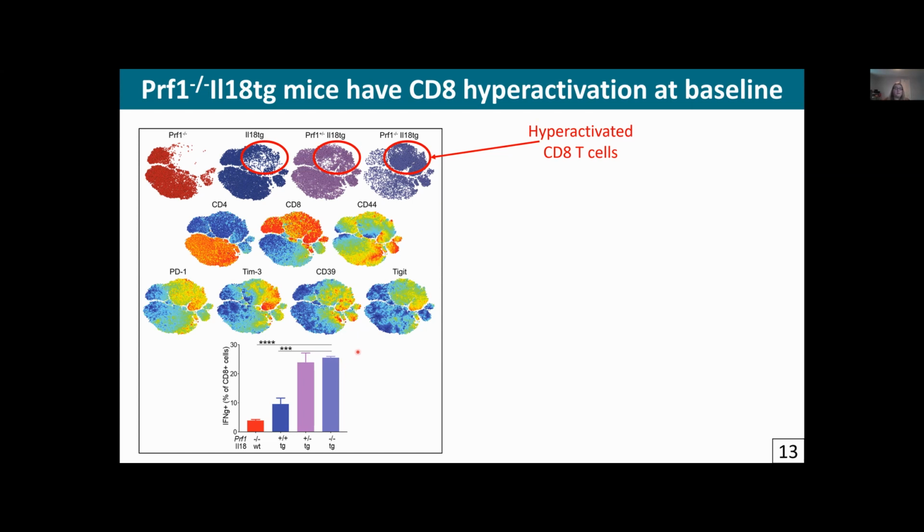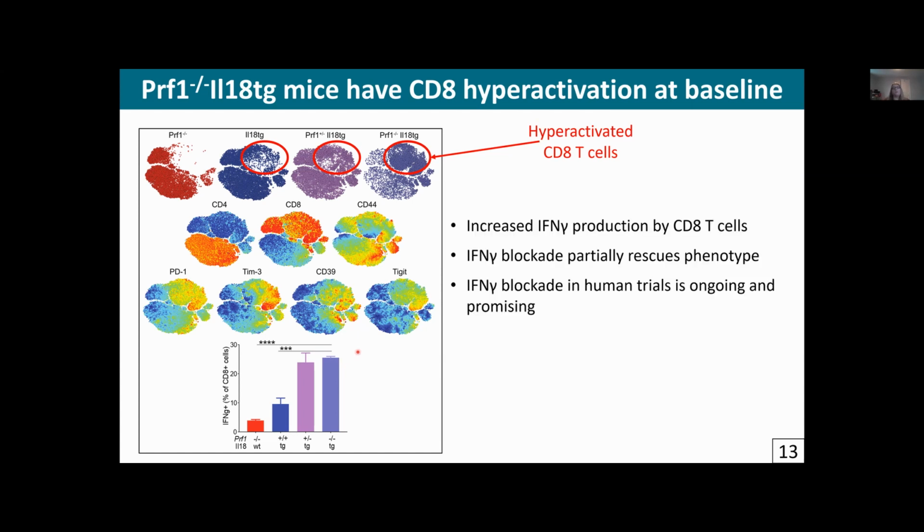And what's interesting and exciting about this is that this increase in interferon gamma production gives an opportunity to block interferon gamma, and this actually partially rescues this phenotype as well. But what's really exciting is that interferon gamma blockade is in human trials and is ongoing and is super promising for HLH and MAS patients.